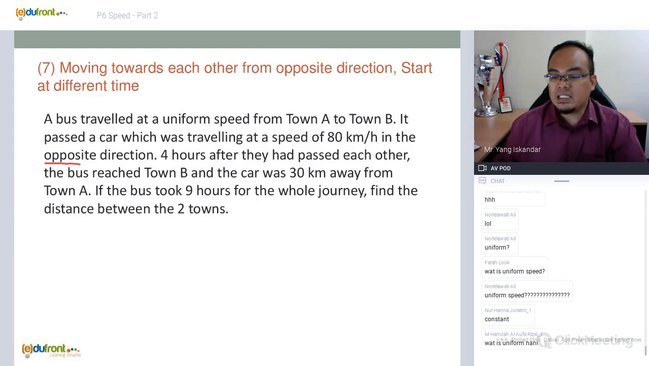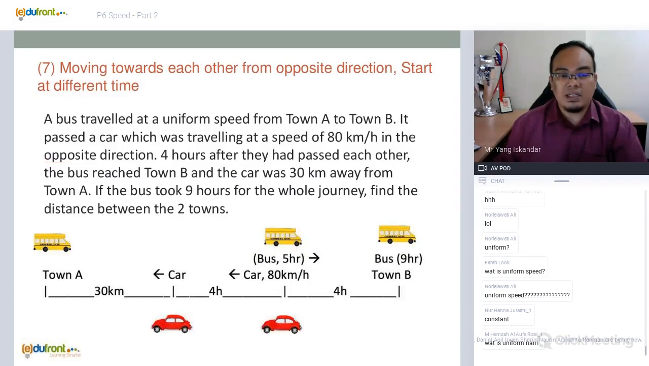So what do you do, class? You start by drawing the distance, speed, timeline. Okay, let me draw for you. Okay, let's illustrate this.